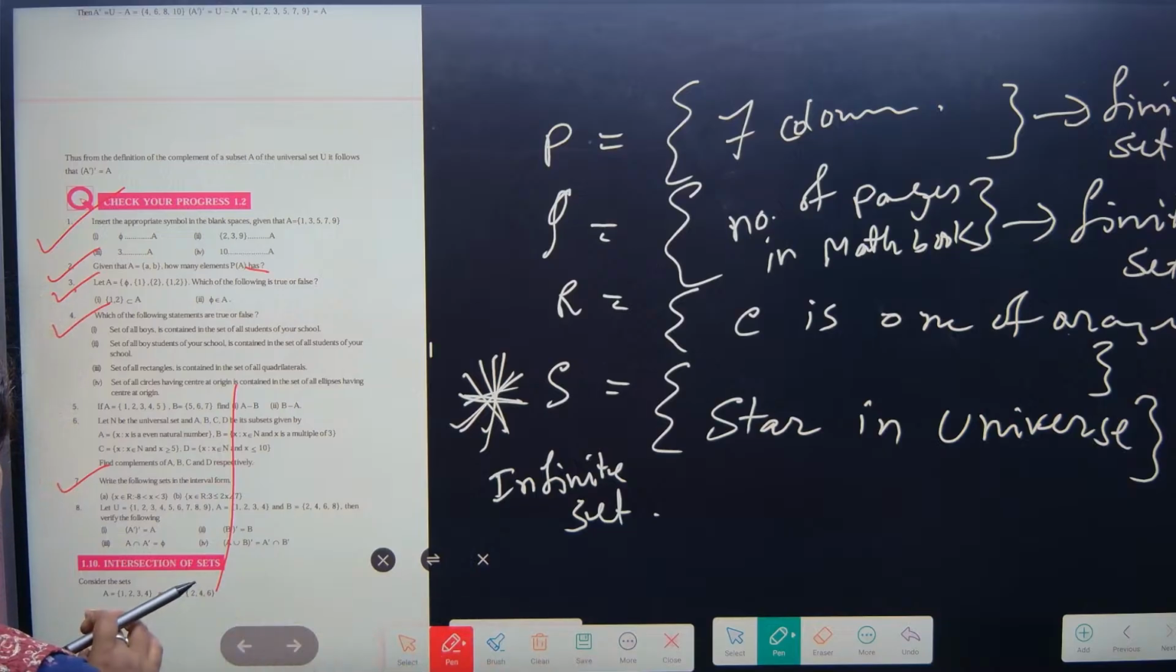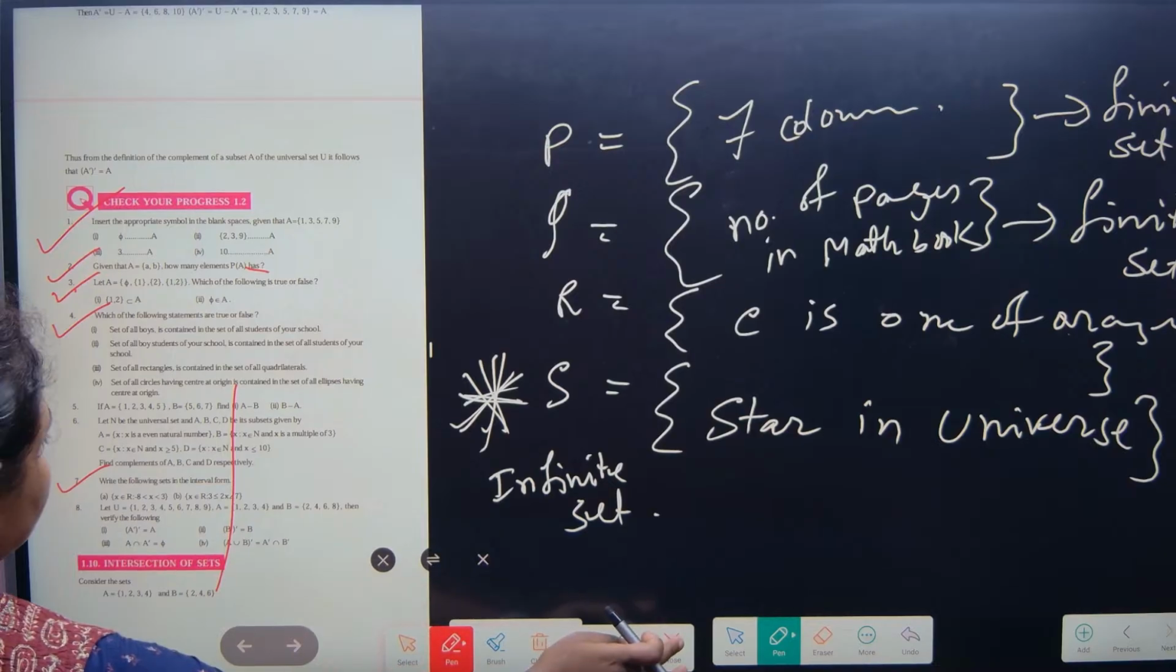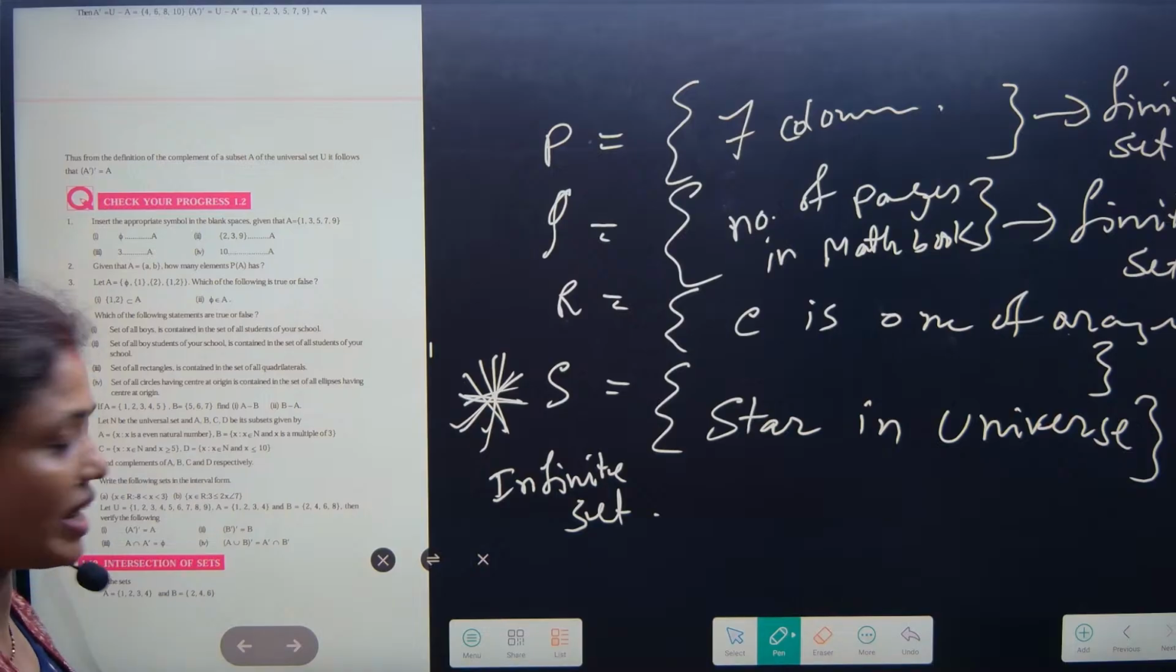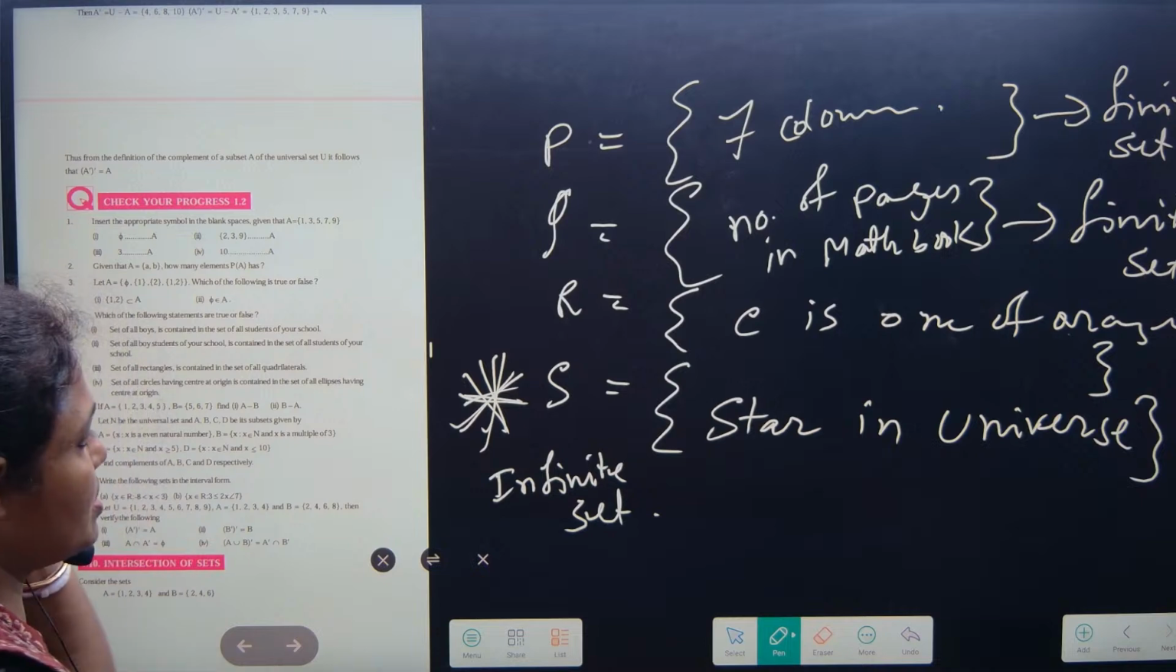subtraction and the complement of the set. Okay, and with the Venn diagram, right? Intersection and union.